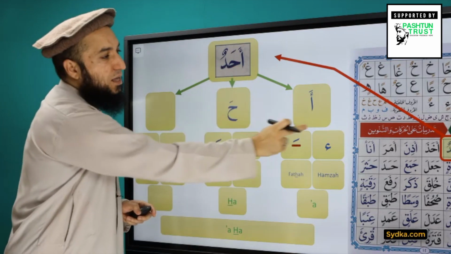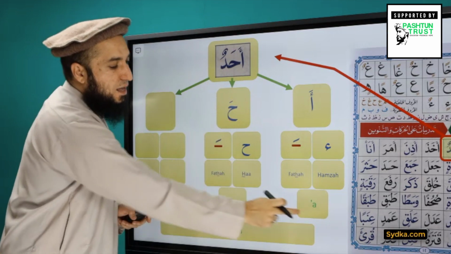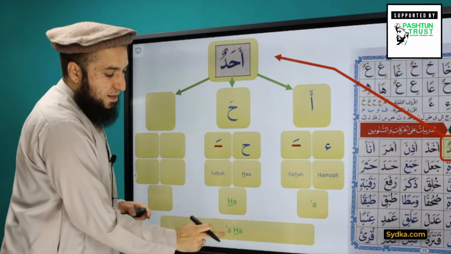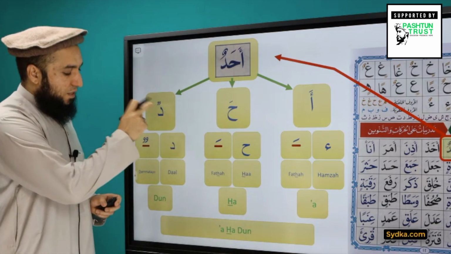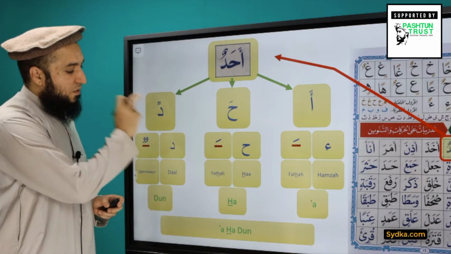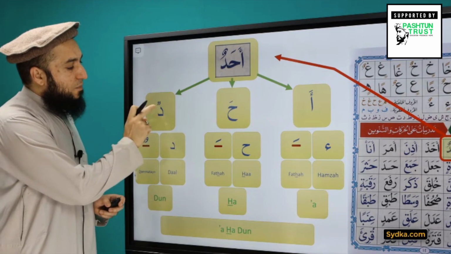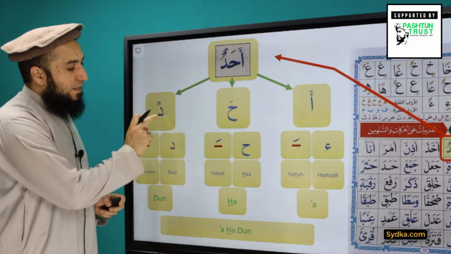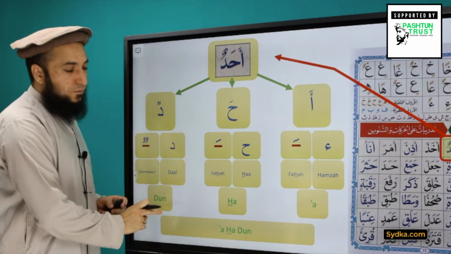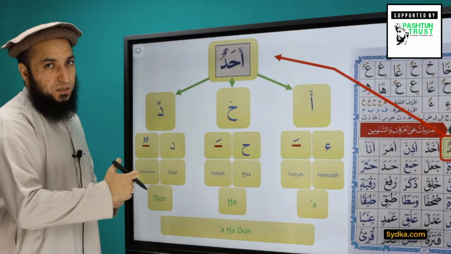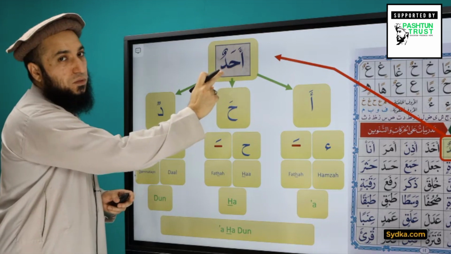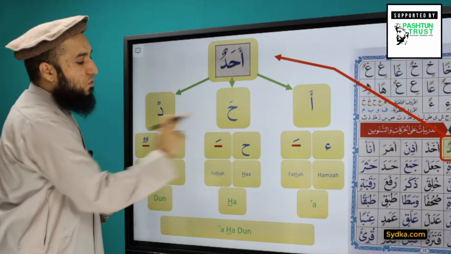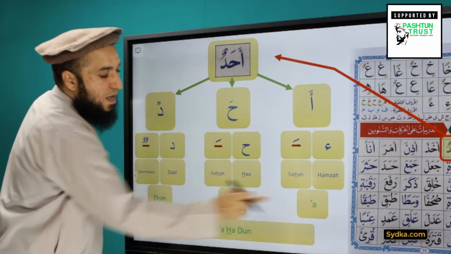We bring them together: aha, aha. The third syllable is dal dhammatain dun. Dal is not silent, and then we have dhammatain. Dal dhammatain dun. Now we bring all three syllables together to make one word: ahadun, ahadun.